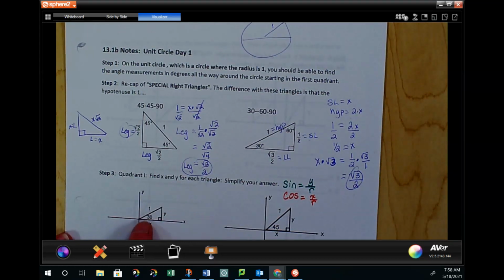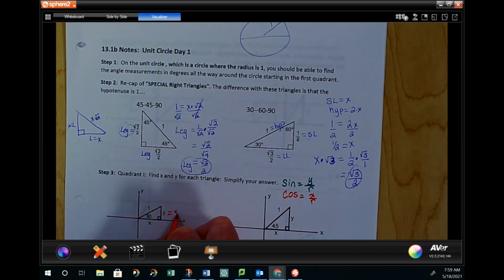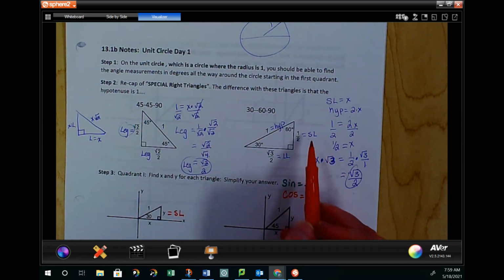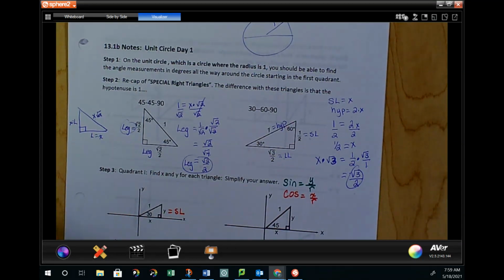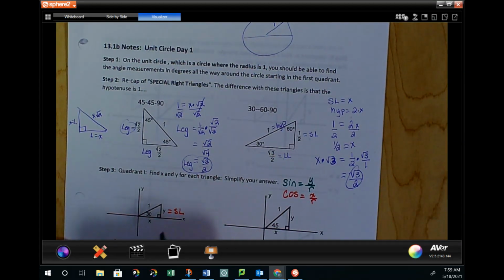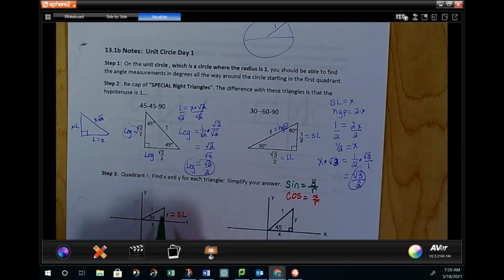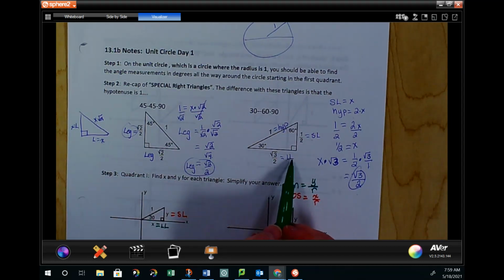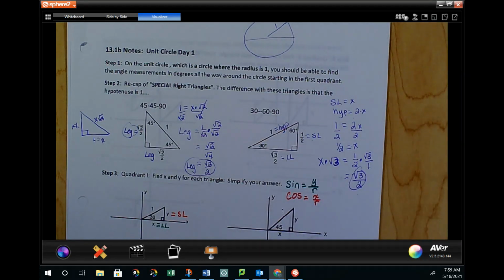So basically what happens with 30, this is a 30-60-90. Our y is our short leg, so our short leg ends up being 1/2. Our long leg is x, and our long leg ends up being the square root of 3 over 2. That's it.